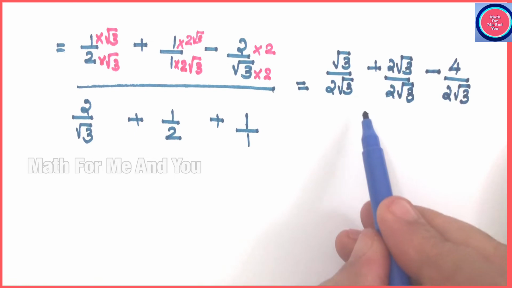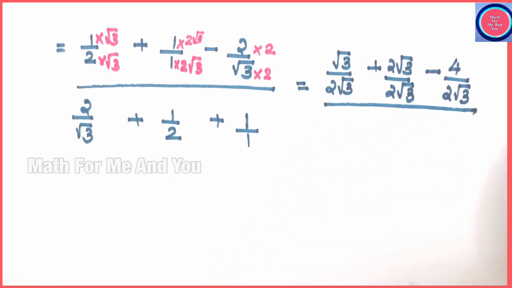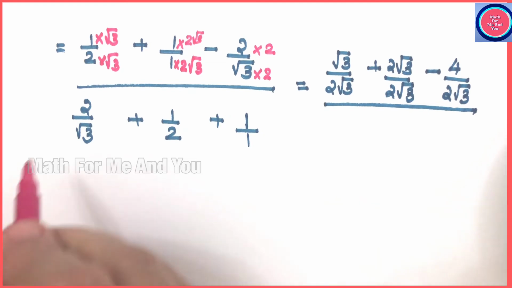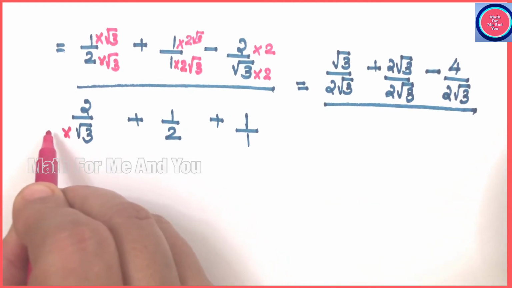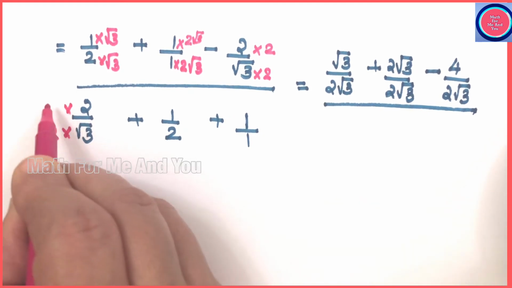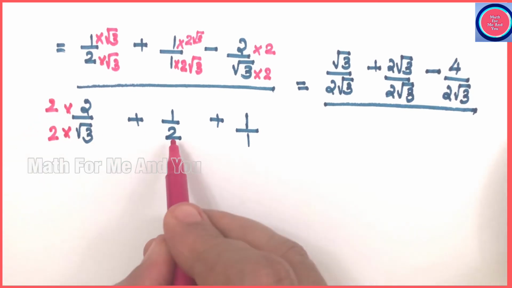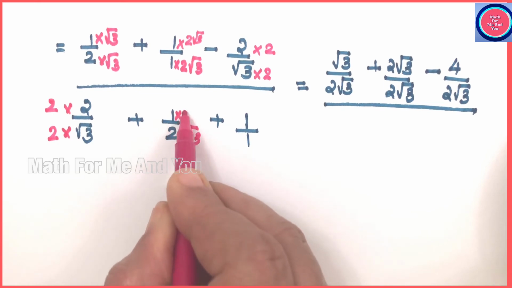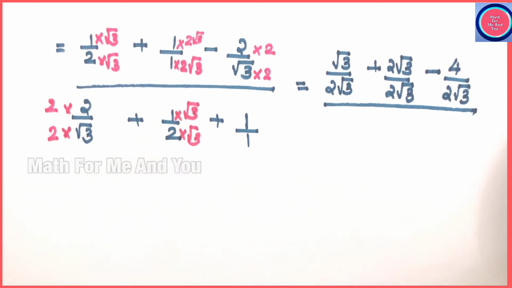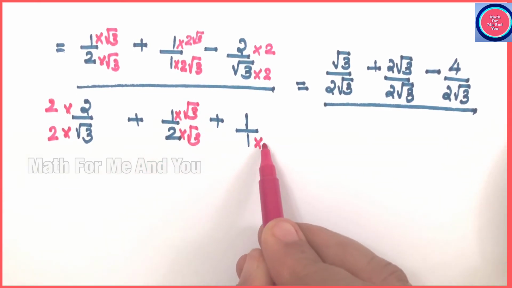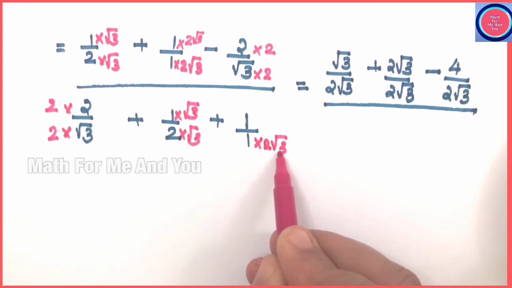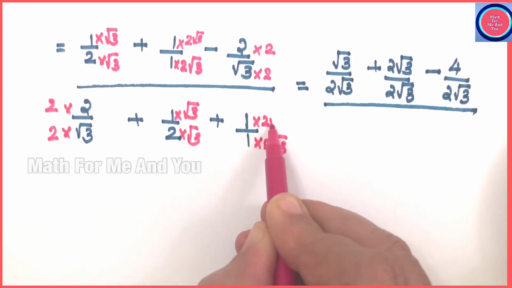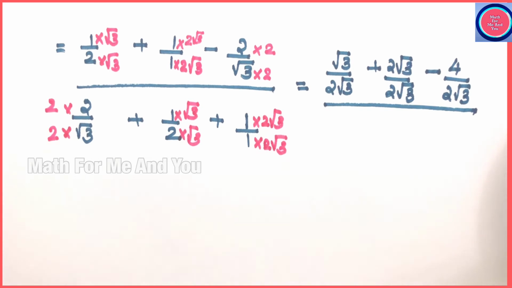Look at the denominator. There also we can take 2 root 3 as common denominator. First term with root 3 as denominator. So what do we multiply up and down? We multiply with 2. Then we get 2 root 3 there. Second term 2 is the denominator. So we multiply with root 3 up and down. And the third term 1 is there. So we have to multiply with 2 root 3 in numerator and denominator. Then we can write down the result.